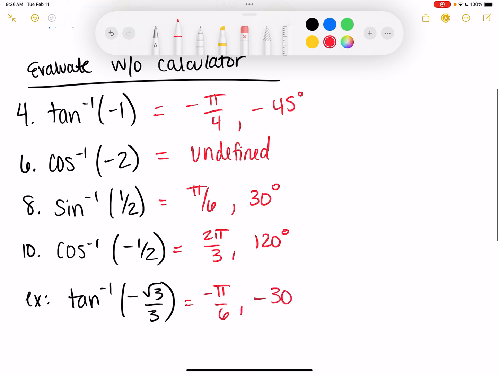Or negative 30 degrees. I really don't like this. Wait, square root of 3 over 3 is not an argument. It's a tangent value. Oh, so the negative pi over 6 is the distance from x, because they're going down. Okay. So that's why it's not 11 pi over 6.